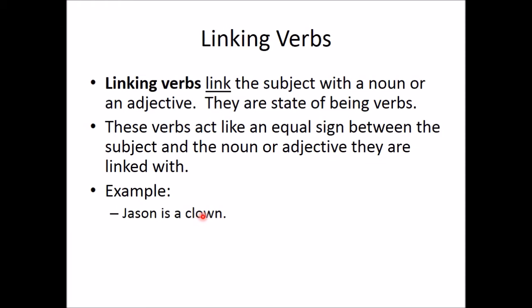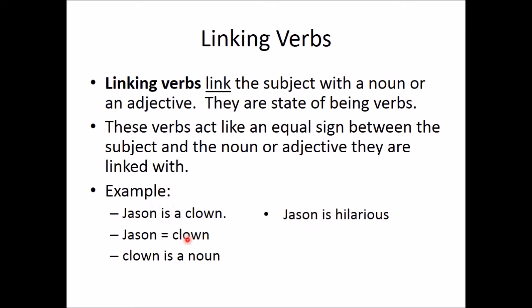Jason is a clown. In this sentence, Jason is the subject, but he's not doing anything. He's being a clown, right? Jason is a clown. So this linking verb, this to be verb or state of being verb, kind of acts like an equal sign. Jason equals clown. Jason is a clown, right? The word clown is a noun, and the linking verb is linking that noun to the subject Jason.